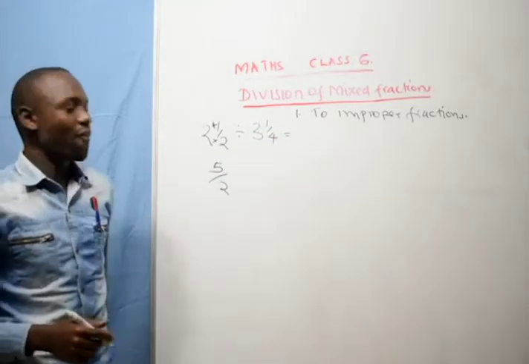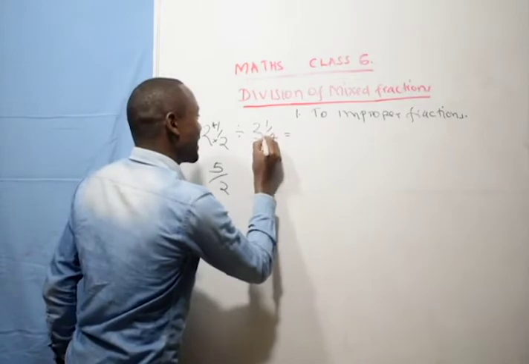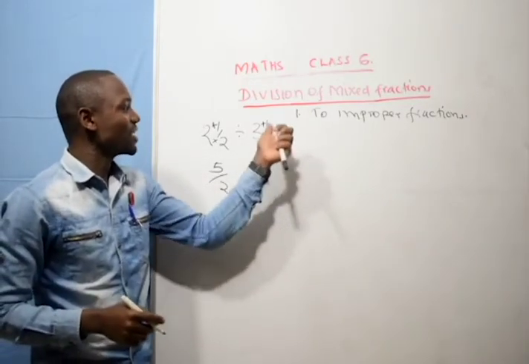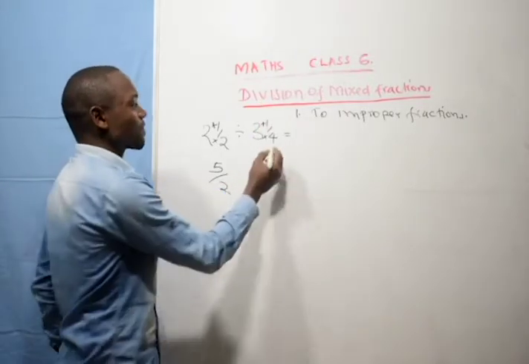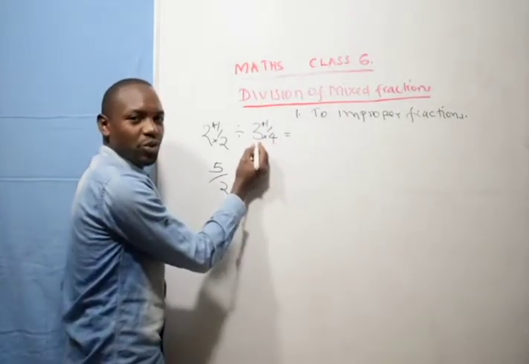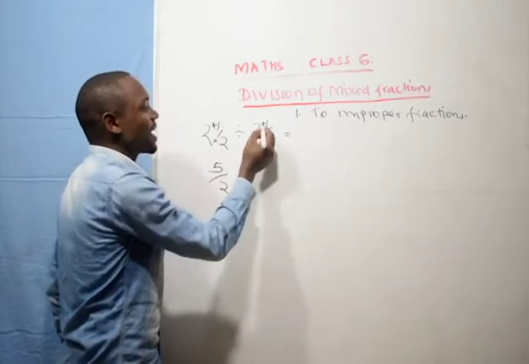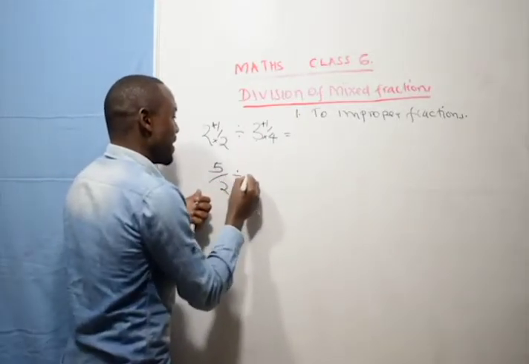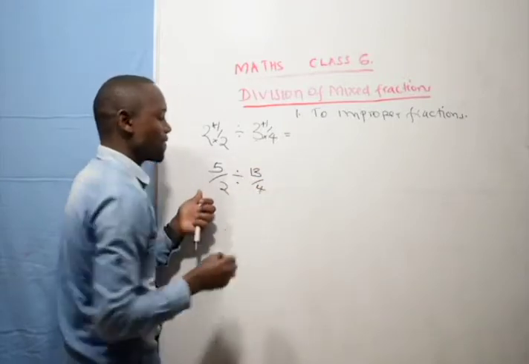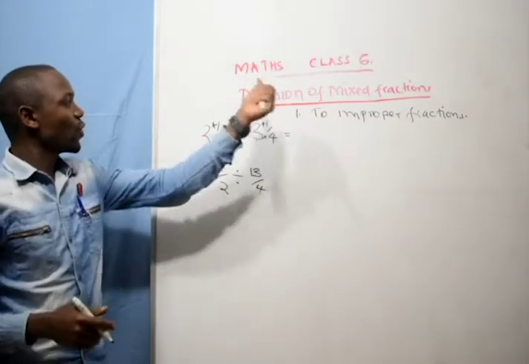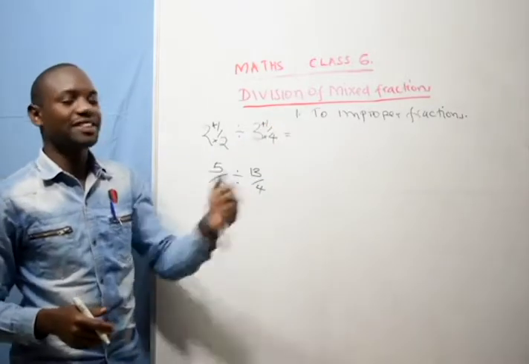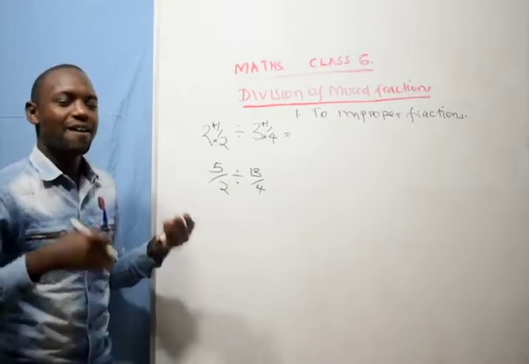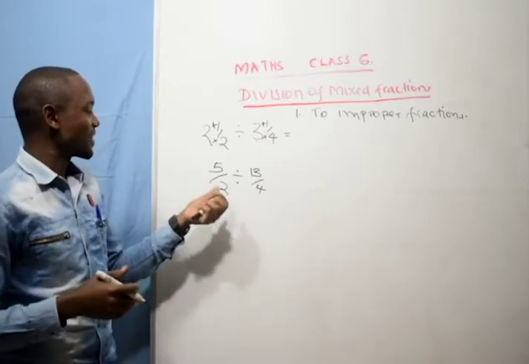3 and 1 over 4, so we say you multiply and you add. Multiply here down, then you add at the top. So this is 4 times 3, which is 12. 12 plus 1 is 13. So this is 5 over 2 divided by 13 over 4. So when dividing mixed fractions, first, convert the mixed fractions to improper fractions. That is how we do.